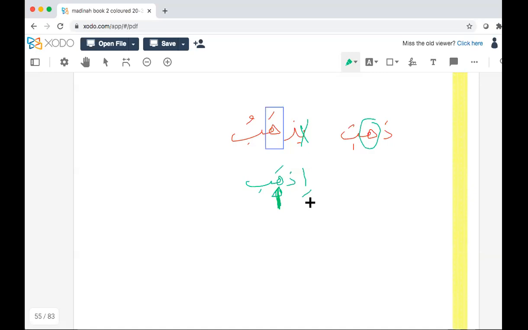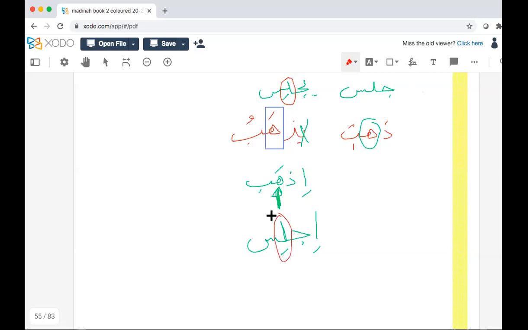And jalasa, yajlisu. What happens? It's the same. What are you going to say? Ujlis, ajlis, or ijlis? Ijlis. You're going to say ijlis, because the ain of the kalima has got a kasra.